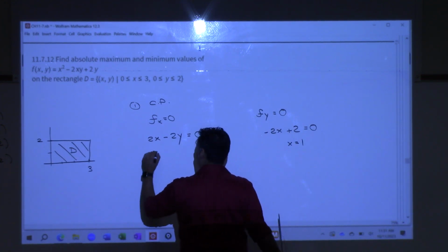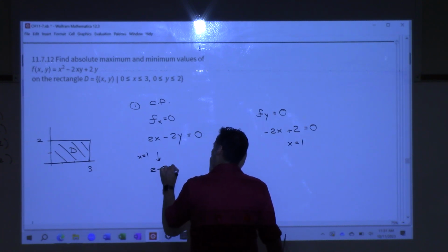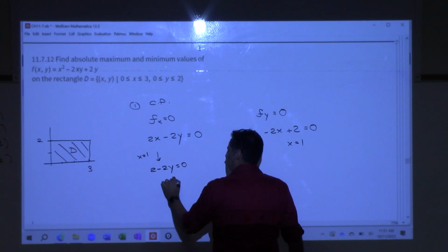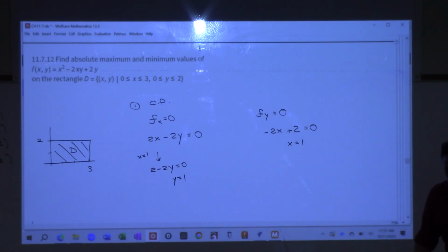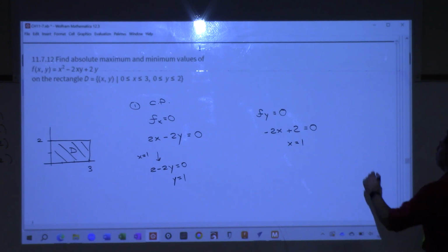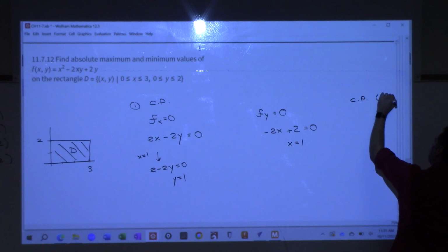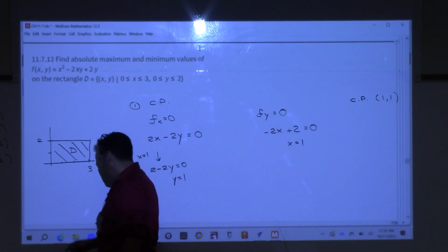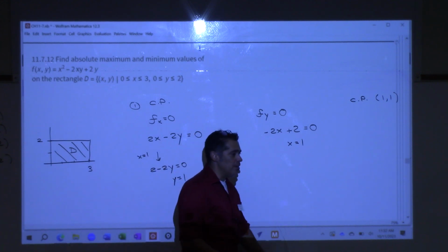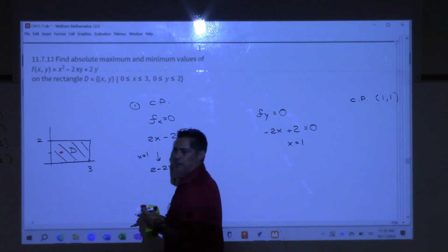So now using that, if x equals 1, then this becomes 2 minus 2y equals 0. And that means y is 1. So we have one critical point so far, right? Critical point is 1, 1. Is that in our domain? Is 1, 1 in here? You always have to check that. If it's not in there, you're going to throw it away. Yes. 1, 1. It's here, right? So I do want to check it, all right?